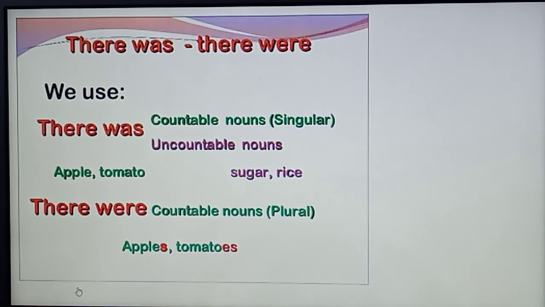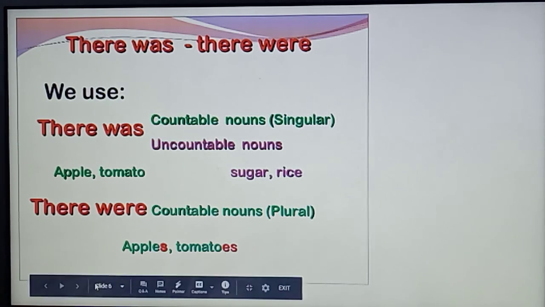Let's review. There was and there were. There was is for countable nouns, singular, and also uncountable nouns. For uncountable nouns, you have to think of that noun as a whole. So, there was an apple. There was a tomato. There was sugar. There was rice. Next, there were. You have to use it with countable nouns, so it is in a plural form. There were apples. There were tomatoes.